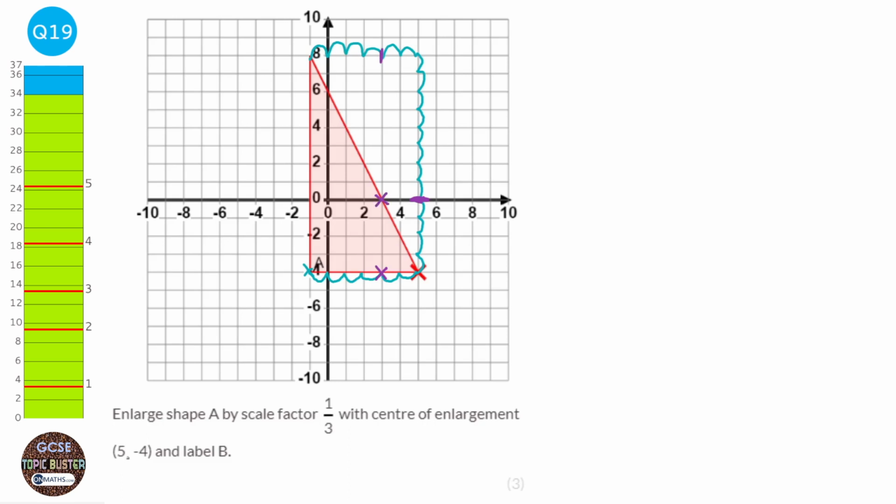And so if we draw in the new shape, let's make sure we try and do it as neat as possible, then it will be this bit here. It says to label it B, so we'll put a B on it.